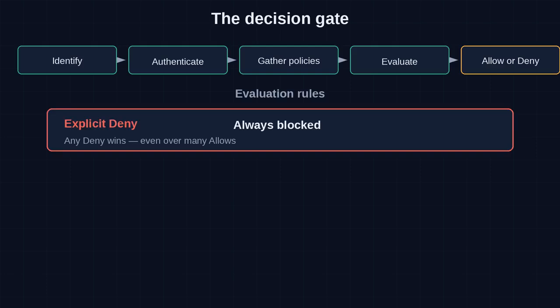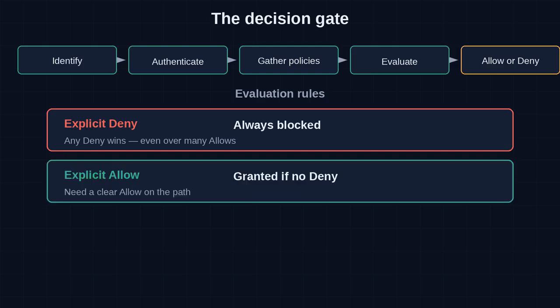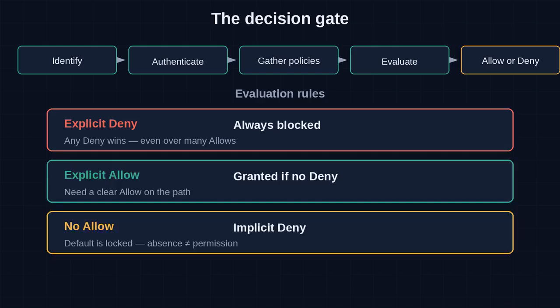Here's the logical punchline, and it surprises people. An explicit deny always wins. If any policy says deny for that action on that resource, the door stays shut, even if 10 other policies say allow. An explicit allow grants access only when no deny overrides it. And if there is no explicit allow at all, the answer is still no. That is implicit deny. Default is locked.